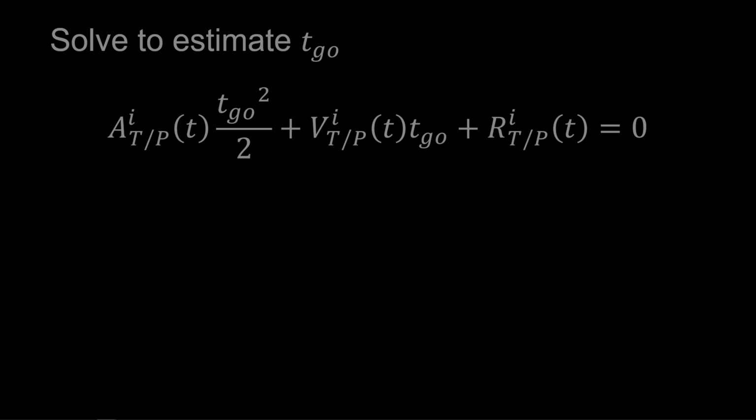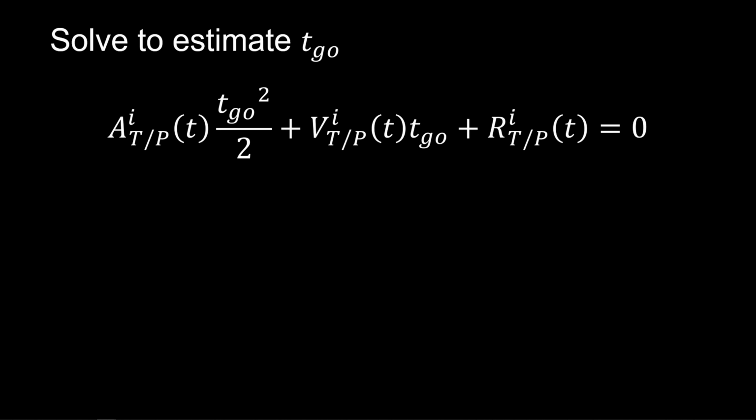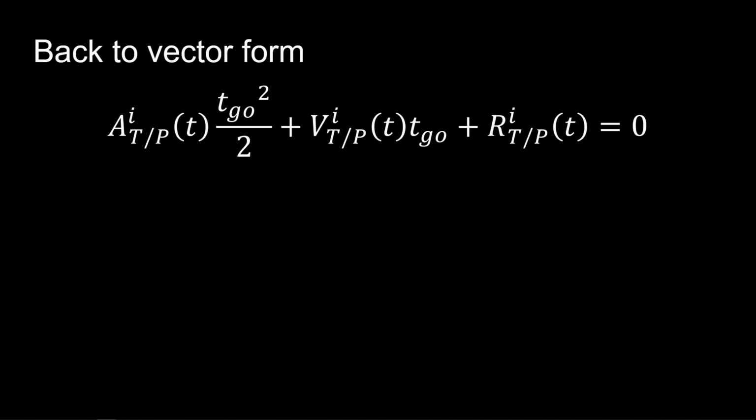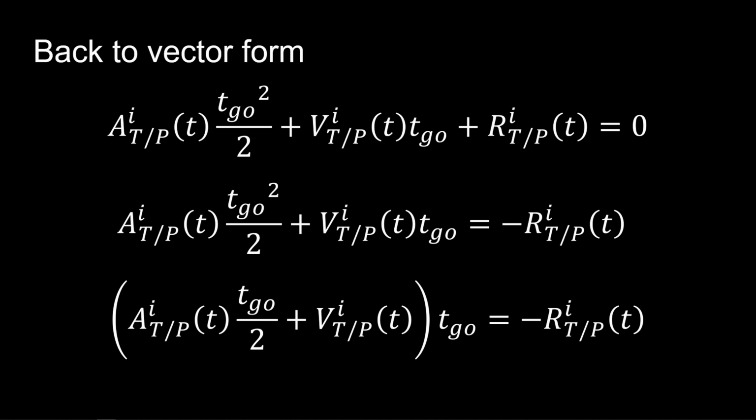At first glance, we may be tempted to use the quadratic formula, but it's not so simple because each of these parameters is a three-dimensional vector. So when we write them out for each coordinate direction, we get 3 equations with the single unknown time to go. So to solve for time to go, we first bring present relative position to the right-hand side, then factor out time to go on the left-hand side.